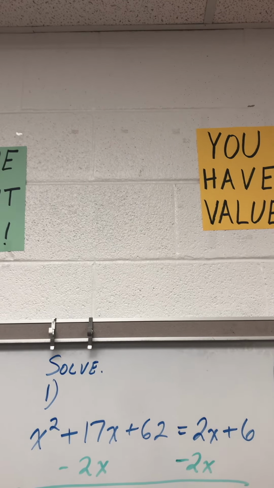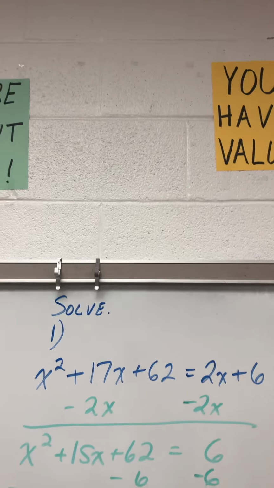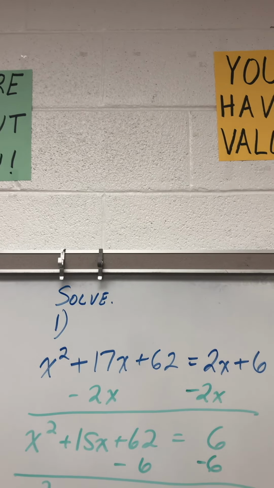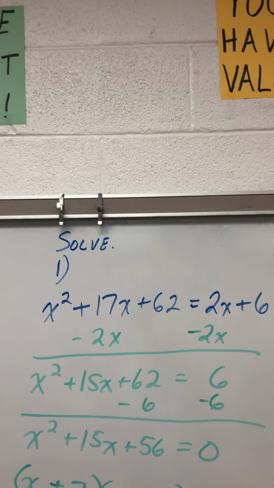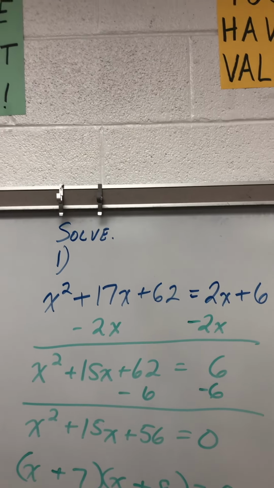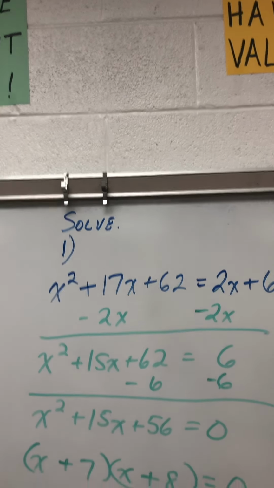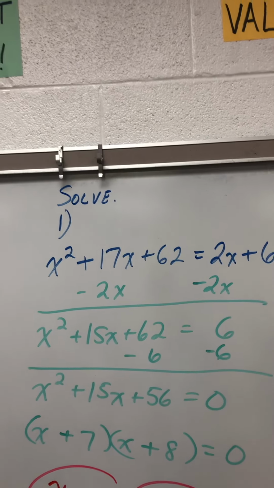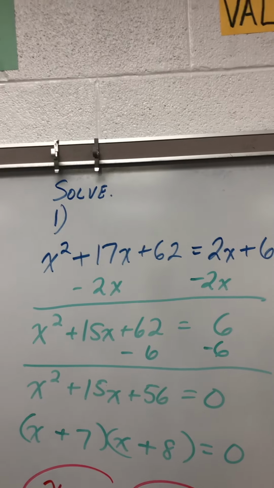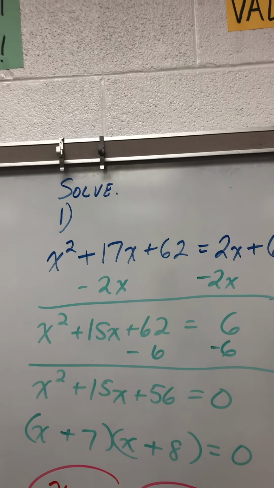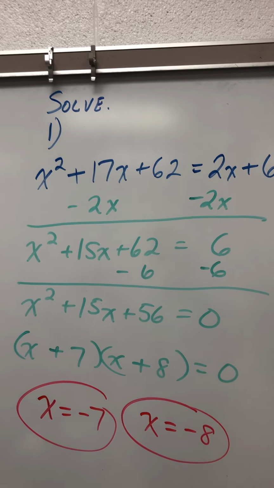So to make one side equal to 0, I'm going to minus that 2x from both sides. And then I'm going to minus the 6 from both sides. And I have x squared plus 15x plus 56 equals 0. So back to factoring, what times what makes x squared is x times x. And then 7 times 8 makes 56, and 7 plus 8 makes 15. So that's how you factor. And now x equals -7 and x equals -8.